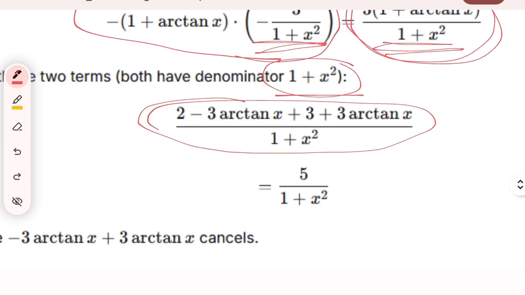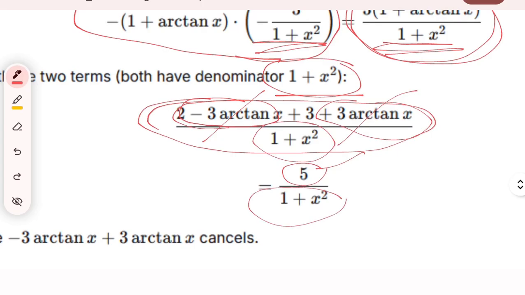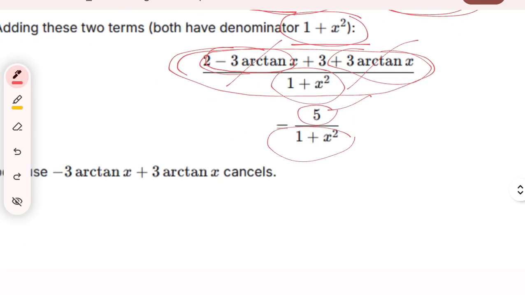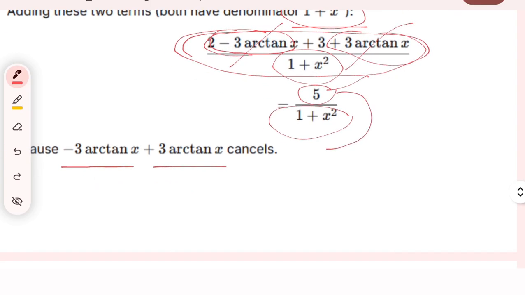As you can see in here, we have minus 3 arctan x and plus 3 arctan x, so we cancel that arctan. What is left is 2 and 3, so that's 5. And of course, the denominator of 1 plus x squared. So it would now be 5 divided by 1 plus x squared. That is because negative 3 arctan x cancels out with positive 3 arctan x, so what is left is only this one.